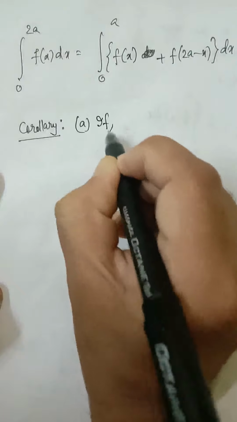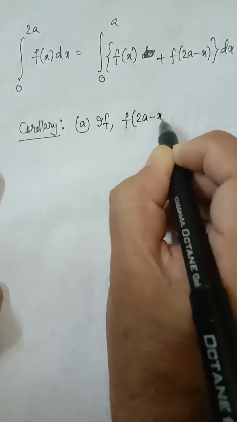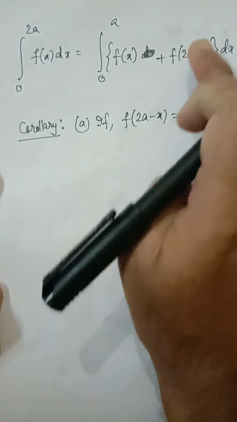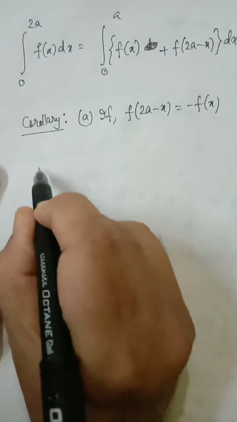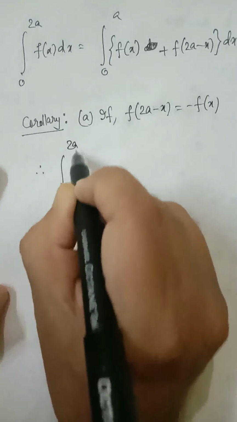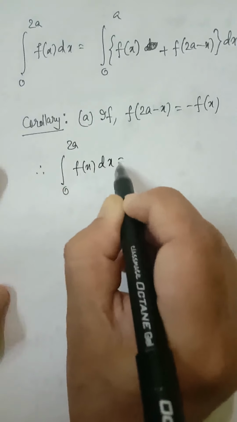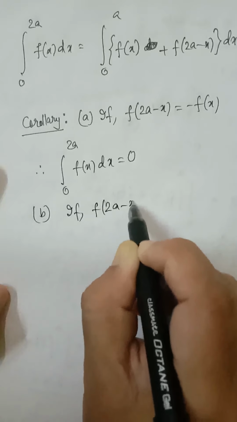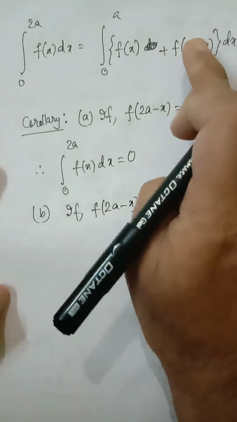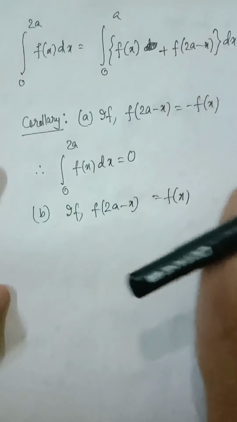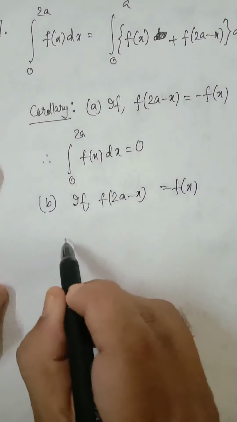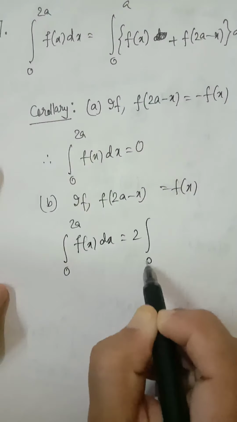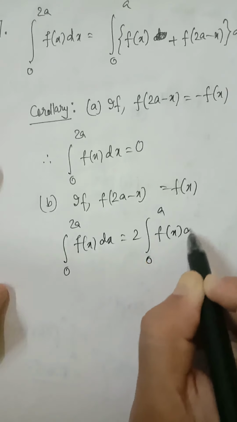If f of 2a minus x is equal to minus of f(x), then f(x) minus f(x) will get cancelled, and in that case the integral from 0 to 2a of f(x) dx will be equal to 0. And if f of 2a minus x is equal to plus of f(x), then f(x) plus f(x) will be twice f(x), so we will get the integral from 0 to 2a of f(x) dx is equal to twice the integral from 0 to a of f(x) dx.